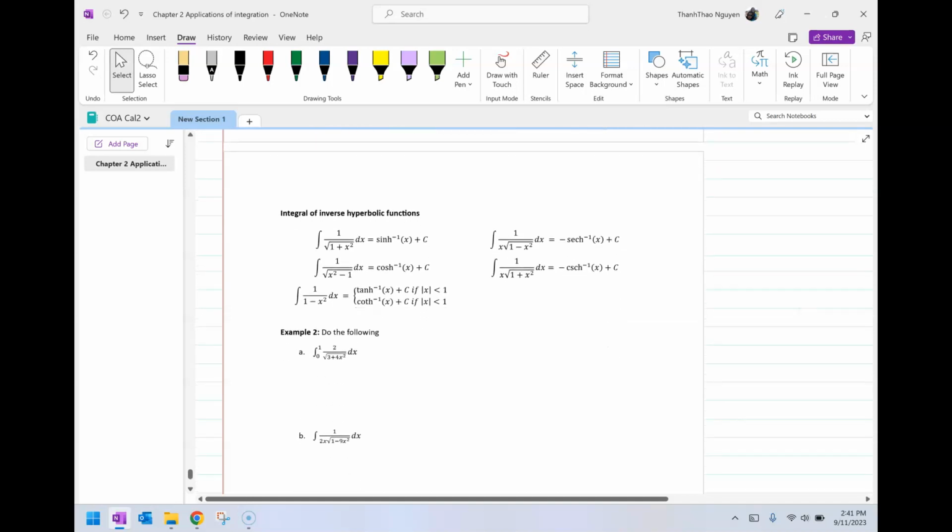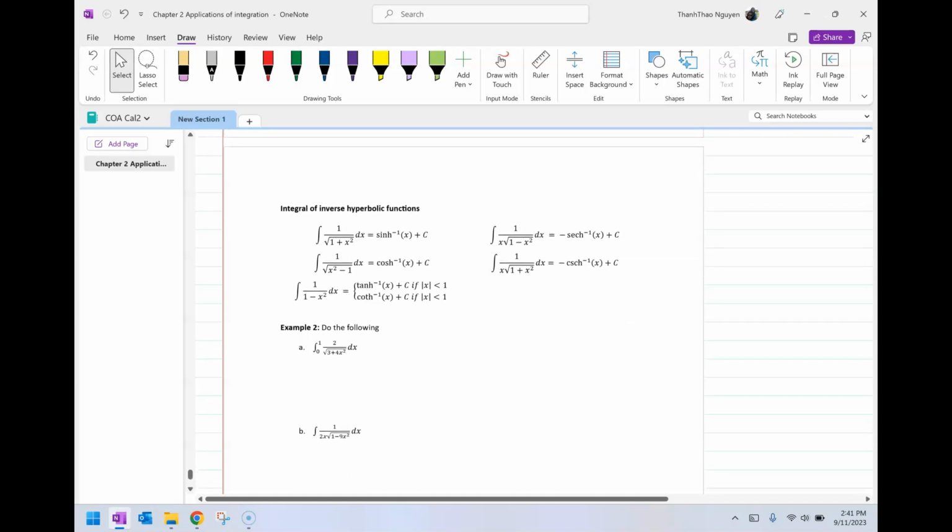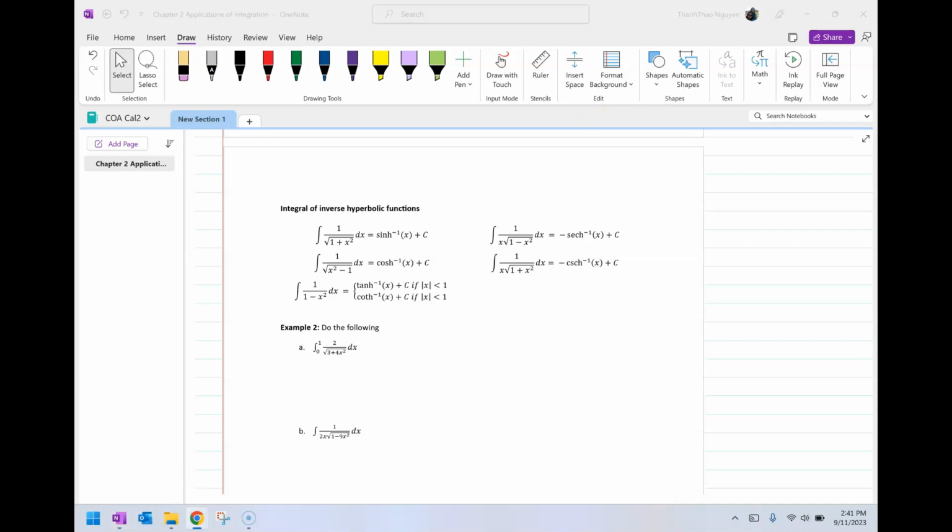Note that the integral of 1 over 1 minus x squared can result in inverse hyperbolic tangent or inverse hyperbolic cotangent, depending on the value of x. So here, it becomes hyperbolic cotangent inverse if x is greater than 1. Okay, so let's take a look at this example.